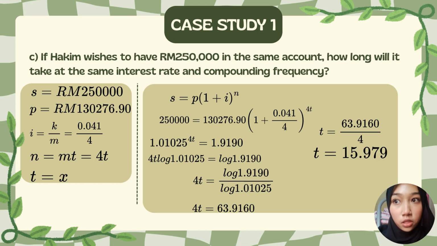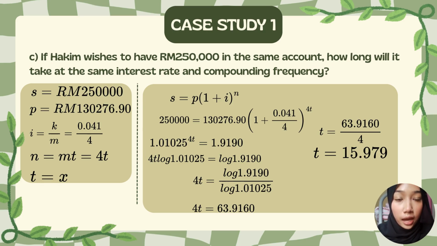So the expression becomes RM250,000 equals RM130,276.90 times (1.01025) to the power of 40. Next, I get 1.01025 to the power of 40 equals 1.9190.